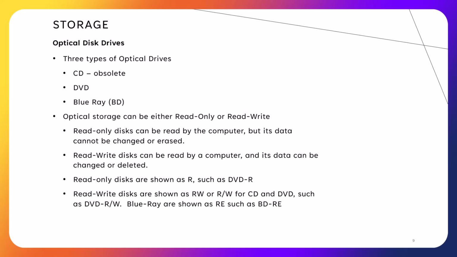Read-only disks can only be read by the computer, but the data can't be changed. Read-write disks can be read by a computer, and the data can be changed or deleted. Read-only disks are denoted with an R after the format of the disk. So DVD-R or BD is for Blu-ray. BD-R would be a read-only disk.